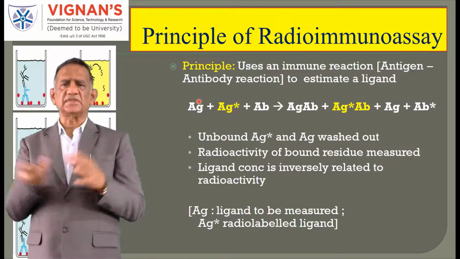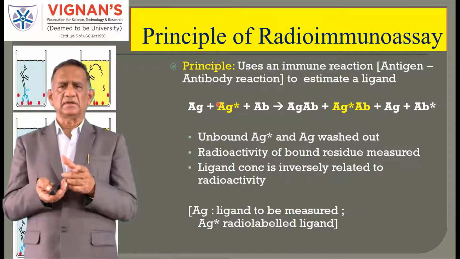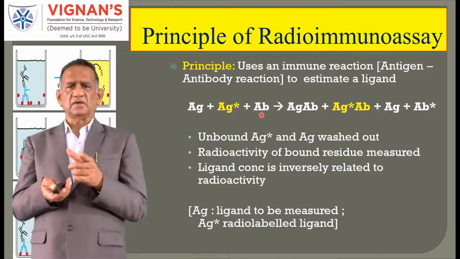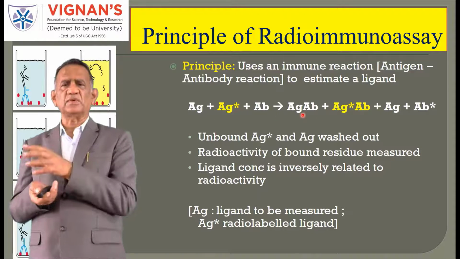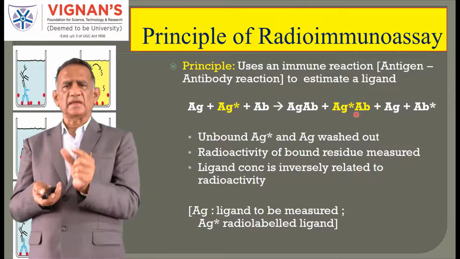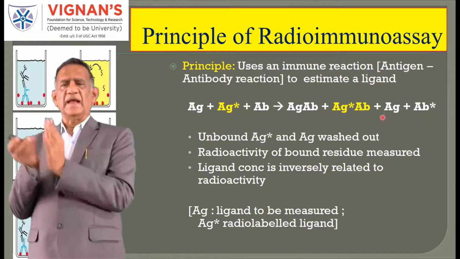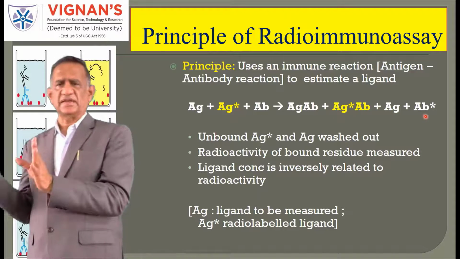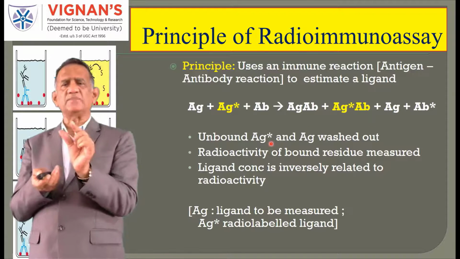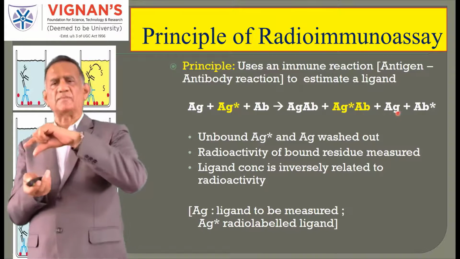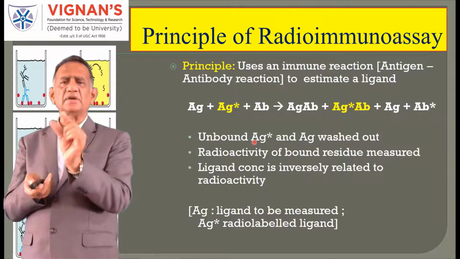Now let us see the equation that is shown. Antigen plus another antigen which is labeled, plus antibody. So we have taken normal antigen, labeled antigen and antibody. That will give an antigen antibody complex, and also an antigen antibody radio labeled complex. Excess antigen and antibody separately will be released out. So in this case, we get two things: the antigen antibody complex and the antigen antibody radio labeled complex. Now we are going to estimate this labeled compound only in a scintillation counter.